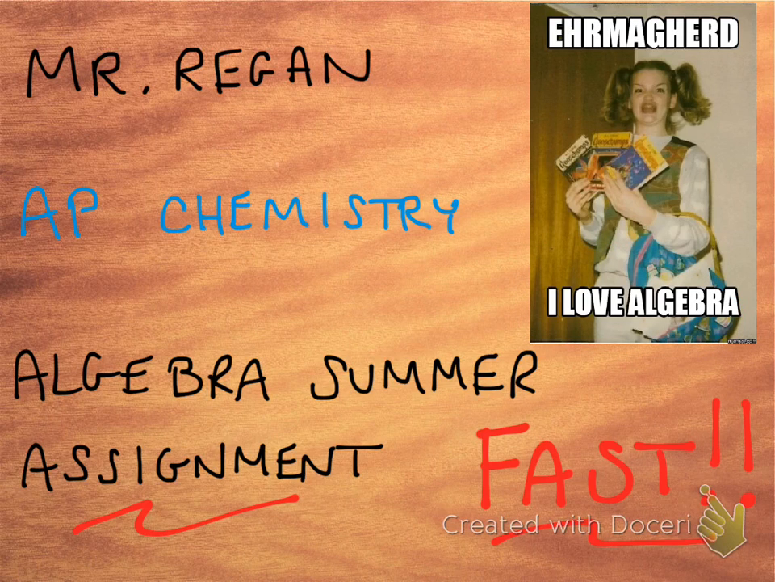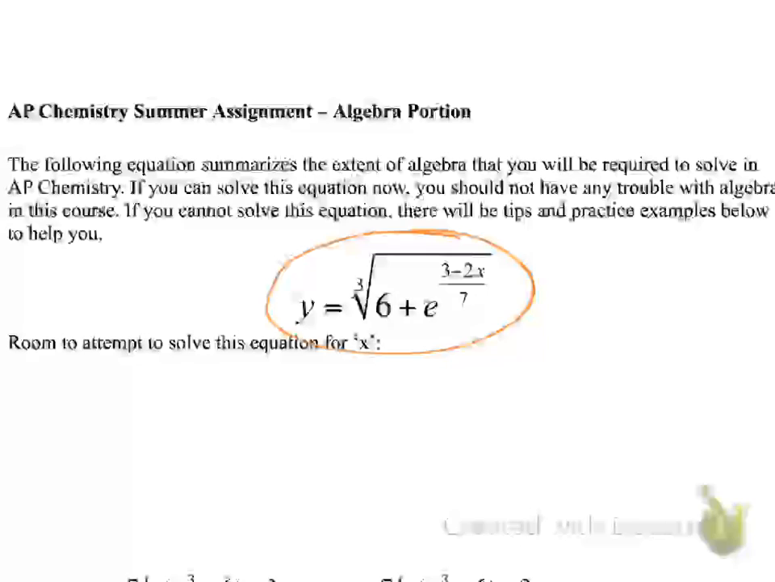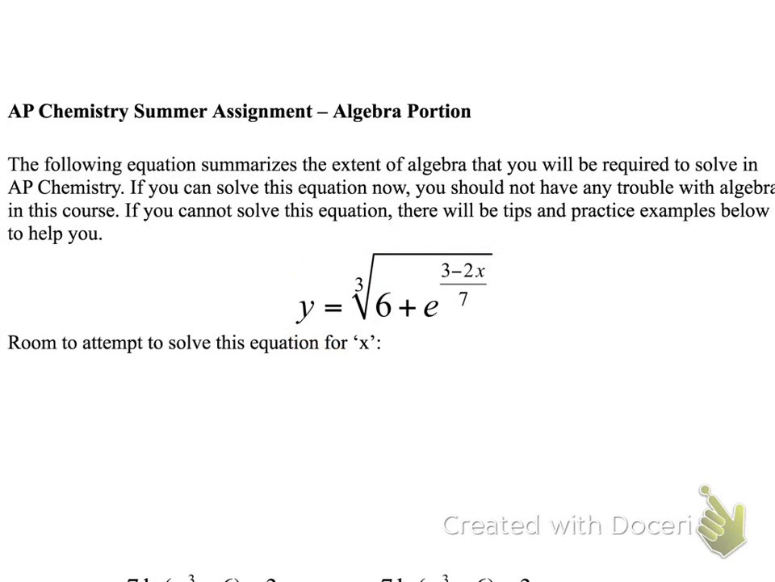Yeah. So what we're going to do here is go through the Algebra Summer Assignment. It was the first couple pages of your packet, and I said that if you can do this problem here, you should have no problem doing any of the algebra in AP Chemistry. So I'm going to go through this step by step, no talking. Here we go.